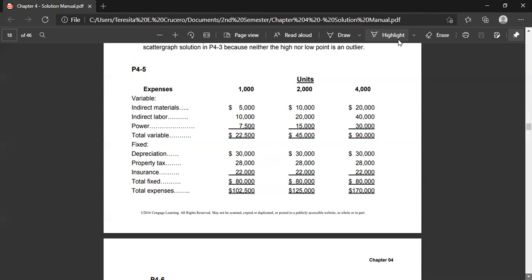$7.50 times 1,000 equals 7,500. At 4,000, you multiply by 7.50, then you get 30,000. So here you can see the difference between a variable and a fixed cost. A variable cost varies in total depending upon the capacity or the activity level used. Okay, so you will have a higher variable cost if the capacity level is higher.